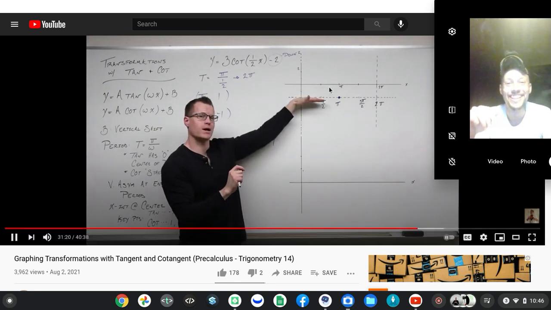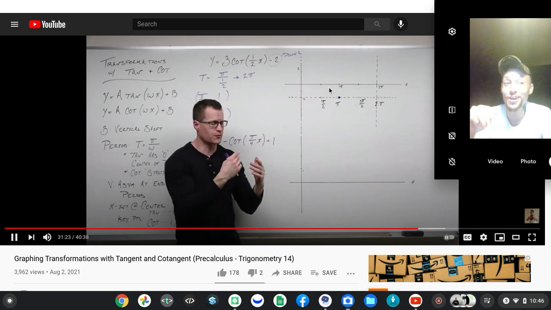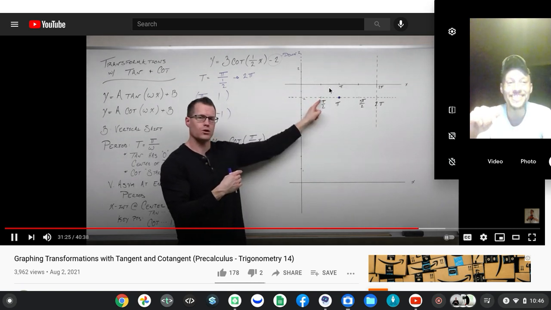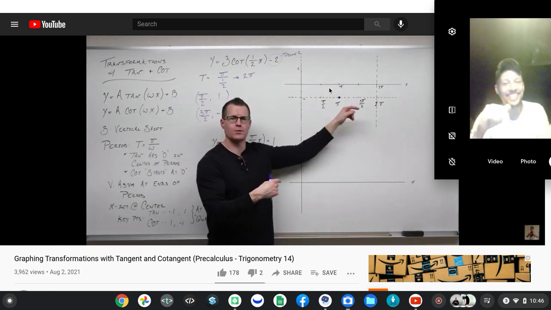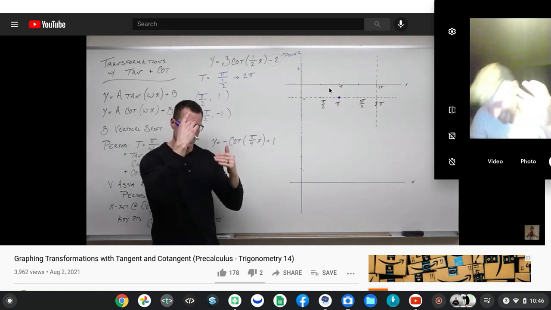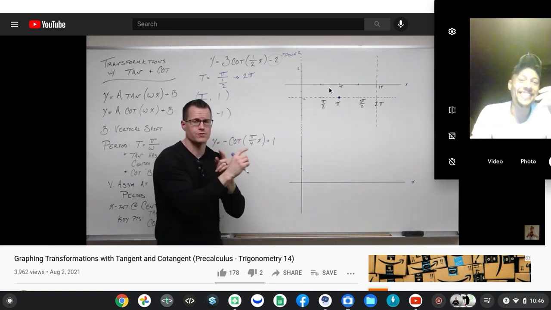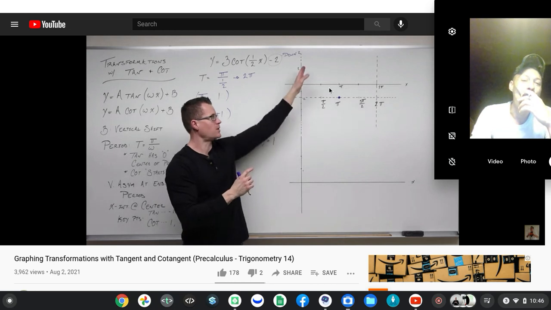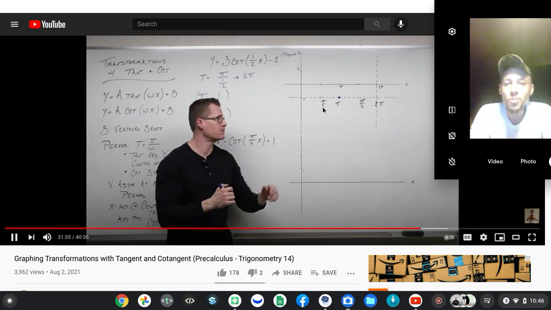This acts like your x-axis. Our key points are the first quarter and our third quarter, this is our third quarter. And it's going to be -1 and +1, reversed from tangent. So basically first quarter +1, third quarter -1.